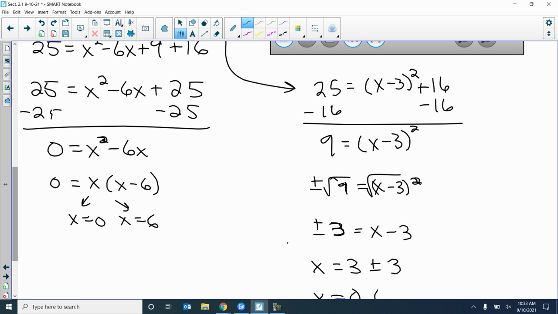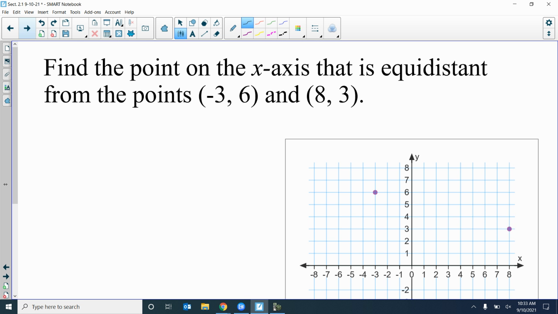All right, you got one other one there. Or we do. Find the point on the x-axis that is equidistant from the points negative 3, 6 and 8, 3. What does equidistant mean? The same distance. Not everybody knows that. Okay, I want you to estimate where it's at.